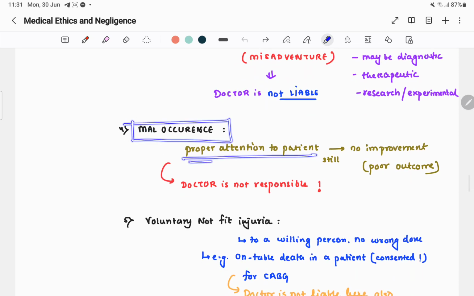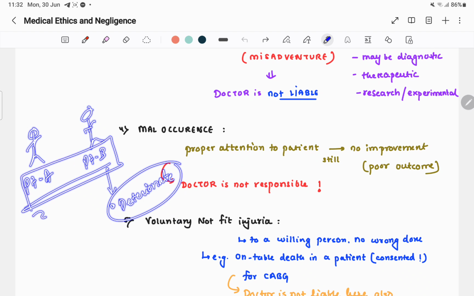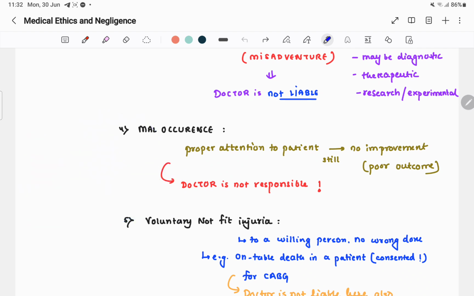Mal-occurrence, same thing: proper attention to the patient, still no improvement. The doctor is not responsible. Our bodies are designed in such a way that one drug can work for patient A, but the same drug may not work well for patient B, and if patient B's condition deteriorates, and this drug was in the standard treatment guideline, the patient cannot make negligence charges against you because it is mal-occurrence. You gave proper attention, correct drug, correct dose, correct prescription, everything, but still there is no improvement, then this is a mal-occurrence.